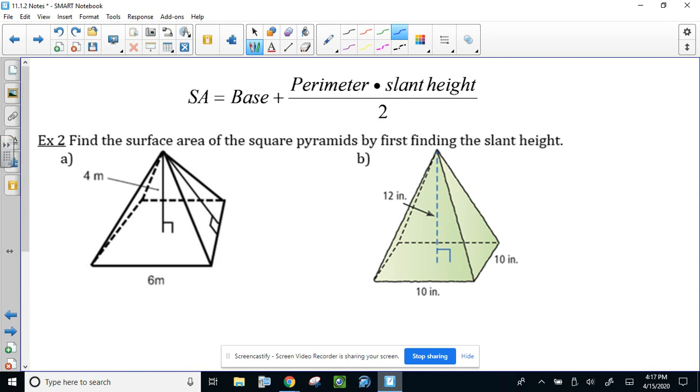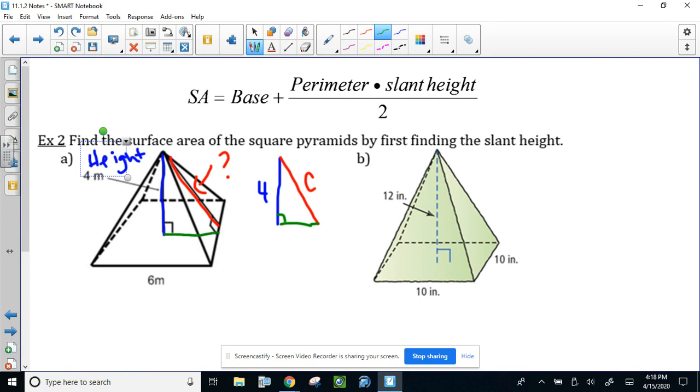The last thing we're going to look at here are these pyramids where what if we don't know the slant height? So here in our first example, the 4 meters that they're giving us, that's the height, not the slant height. So we need to know what is the slant height of this figure. That's what we've got to figure out. So if I think about, we know this is 4. We've got to figure out this part. And what's the base of this triangle going to be?